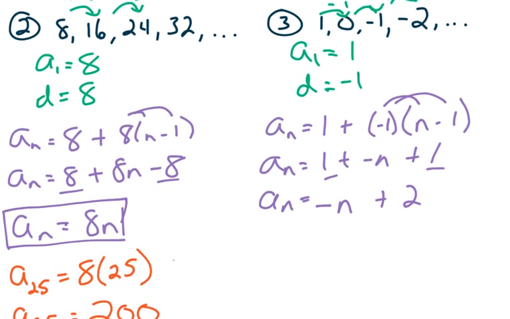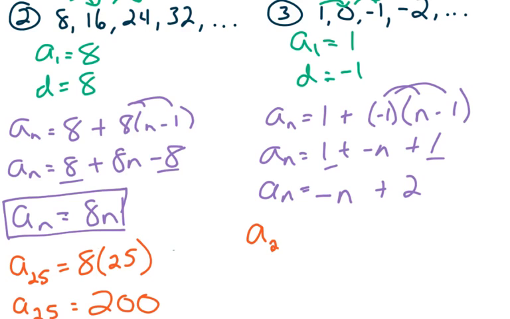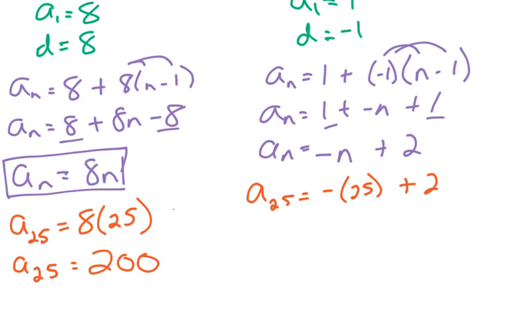Now we need to find the 25th term. So a sub 25 is equal to negative n, so negative 25 plus 2. The opposite of 25 is negative 25, so negative 25 plus 2. We can say then that the 25th term in our sequence would be negative 23.